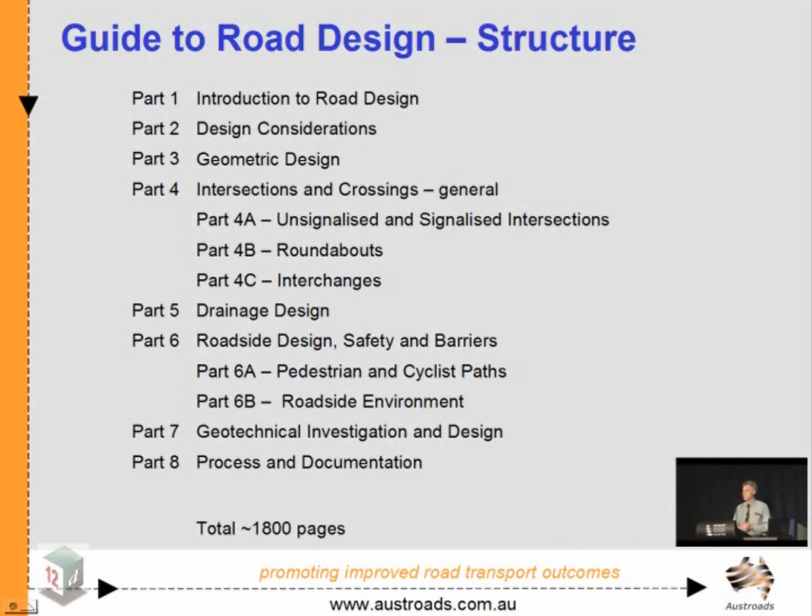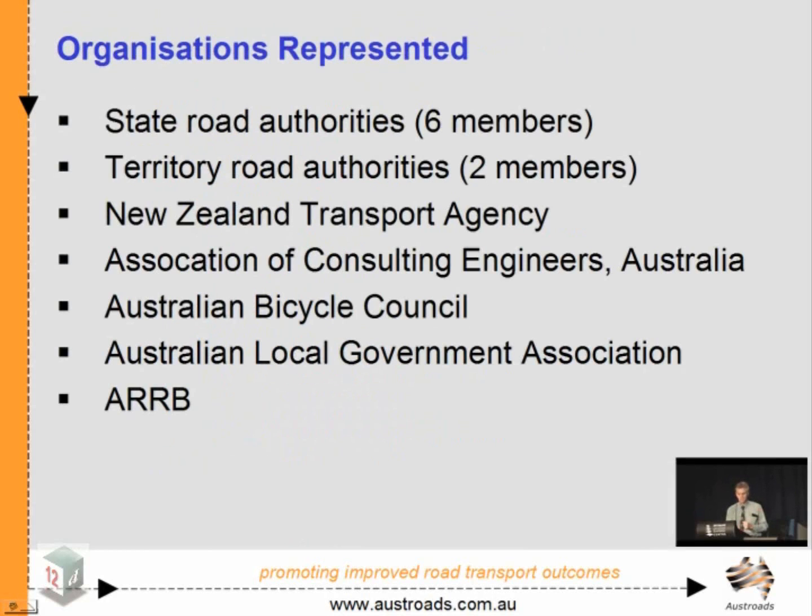Now, the guide to road design itself has 8 parts. The first 2 parts are introduction and design philosophy. Part 3 moves into the big block of geometric design. Part 4 goes into intersections. Part 5 is on drainage design. Part 6 is on everything outside the roadway at the sides. Part 7 is on geotechnical investigation and design, and part 8 is on design and process. I will go through each of these through this session.